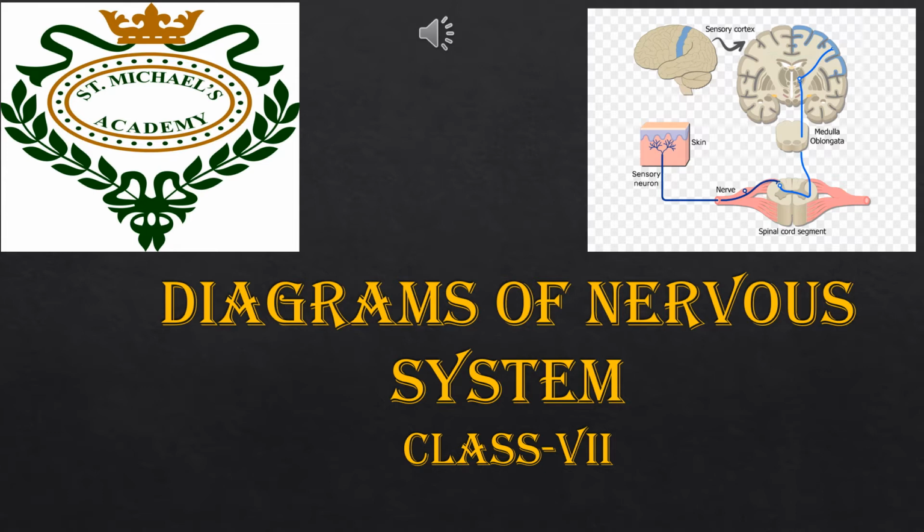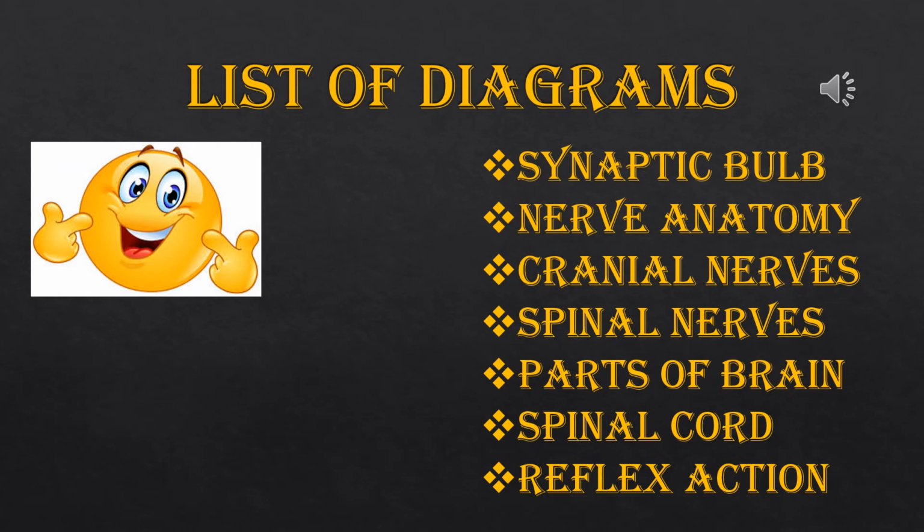In this video, I have given you some diagrams of the nervous system. So please go through the video properly and draw the labeled diagrams in your life science exercise book. So students, here is the content. First diagram is synaptic bulb, second one is nerve anatomy, third one is cranial nerves, fourth one is spinal nerves, fifth one parts of brain, sixth one spinal cord, and the last one reflex action.